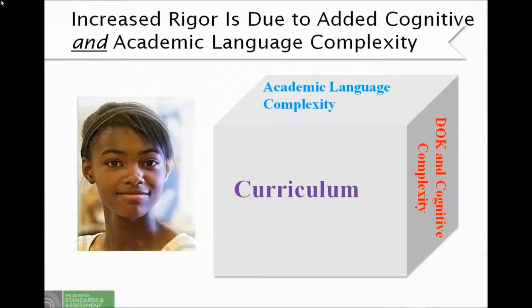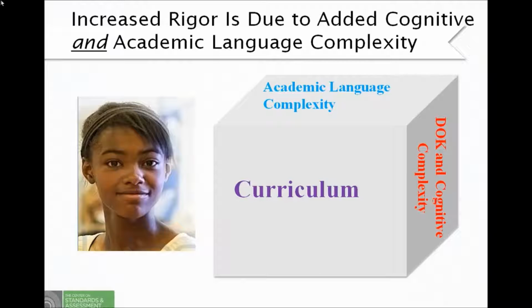And when you think about this increased rigor, a lot of the conversation is talking about how it's due to the increased cognitive complexity, but there's this other aspect of academic language. And this is an important part to bring to the conversation between EL educators and general education educators: it's not just that the students need to learn the content, but part of the rigor is that they really need to have support with learning the academic language of that specific content area.